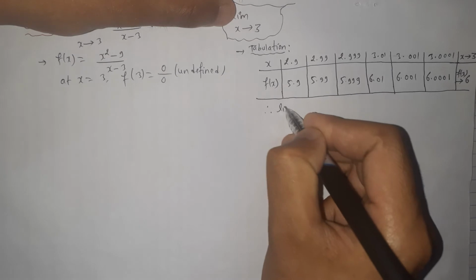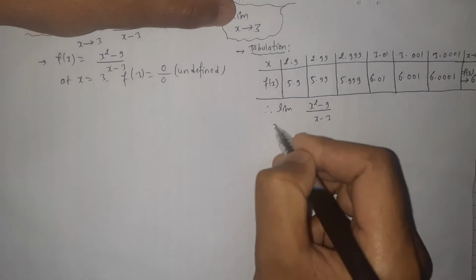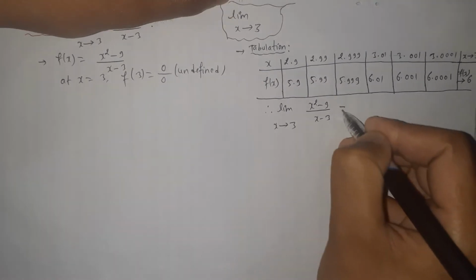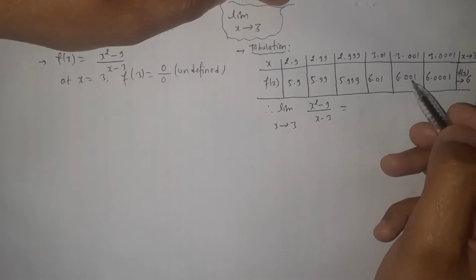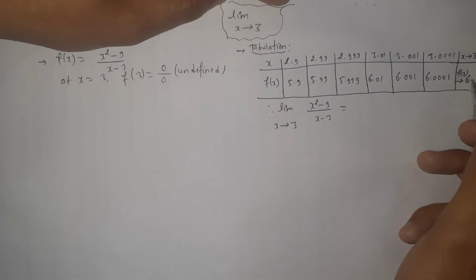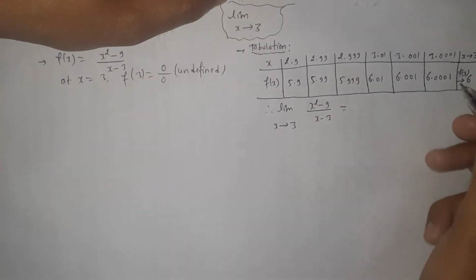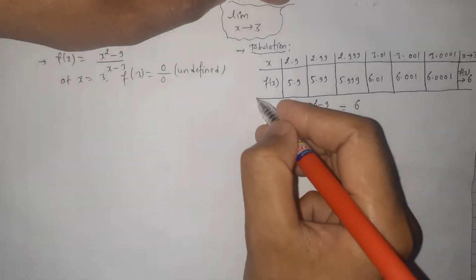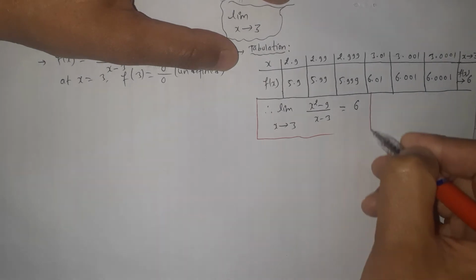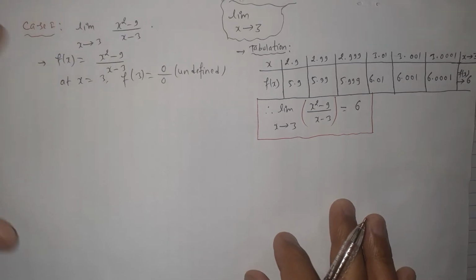Therefore, the limit of the function x square minus 9 over x minus 3, when x approaches 3, here we calculate the limiting value. The limiting value is the value to which the function approaches, and here the function approaches 6 for each input very close to 3. It is the limiting value also. Therefore, the limit of the given function is 6 here by the tabulation method.